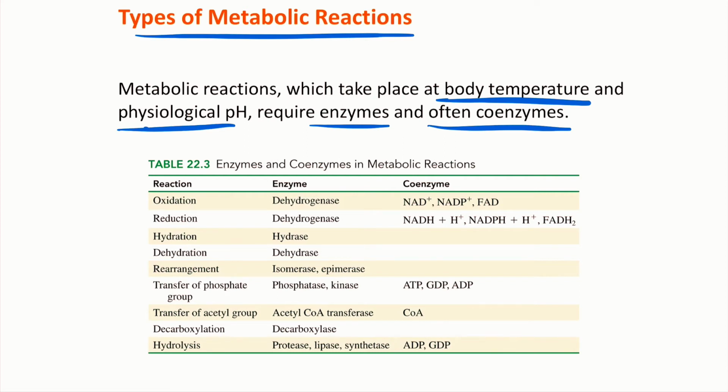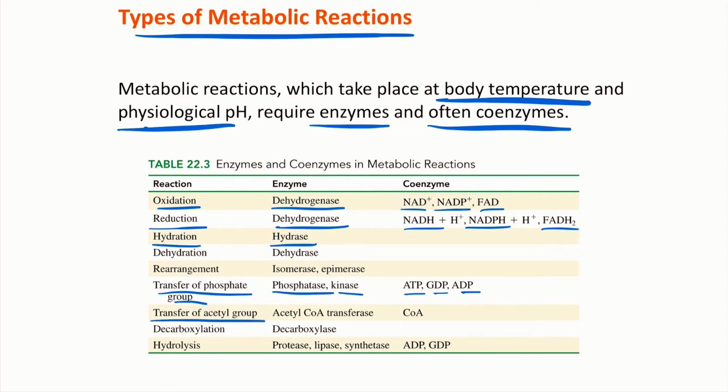For example, oxidation reactions use dehydrogenases, where you have NAD+, NADP+, and FAD. Reduction reactions also use a dehydrogenase, where you end up creating NADH, NADPH, and FADH2. You have hydration reactions where the enzyme is hydrase, and there are no coenzymes involved. For the transfer of a phosphate group, you have phosphatase and kinase. The coenzymes are ATP, GDP, and ADP.